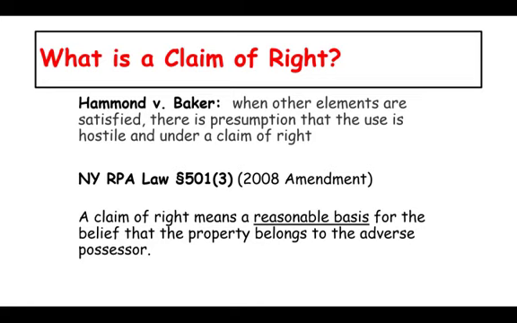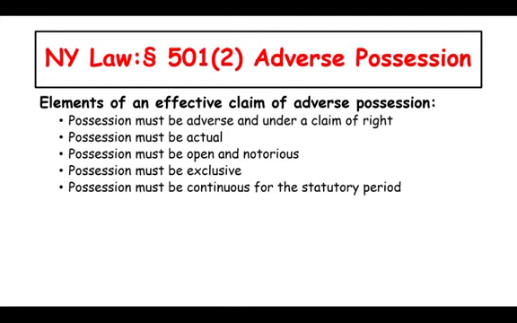So what does it mean to say, let's go back and look for a second, when possession must be adverse and under a claim of right? What this means is that it must be inconsistent with ownership in somebody else. The adverse possessor must be asserting a claim to the property that is inconsistent with somebody else having title and owning it. And in that, courts do not look at what is subjectively in the mind of the adverse possessor. They look at what the actions are on the ground.